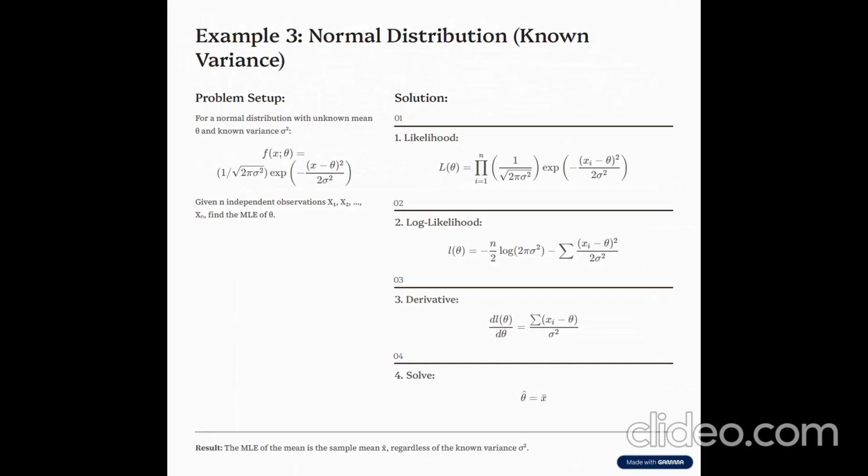So for the normal distribution, the probability density function is given. Then the question is to find the maximum likelihood estimator of theta. So, following all the 4 steps, the MLE, that is maximum likelihood estimation of the mean, is the sample mean x bar, regardless of the known variance sigma square.